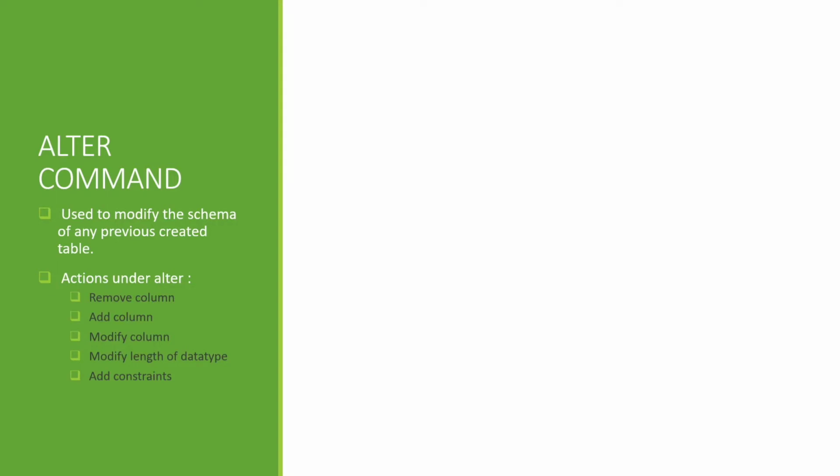Clear? So actions under this: remove column, add column, modify column. Now by modify column we mean we can change the data type of that column or field, modify the length of that data type, or add a constraint. About constraints we'll be talking in further videos.